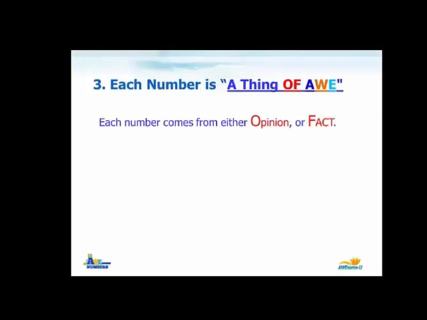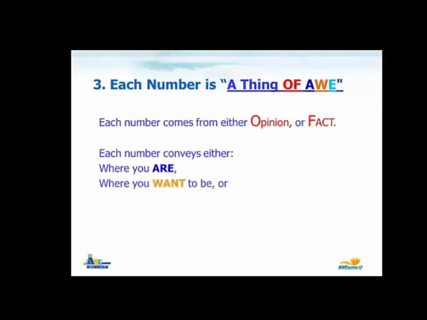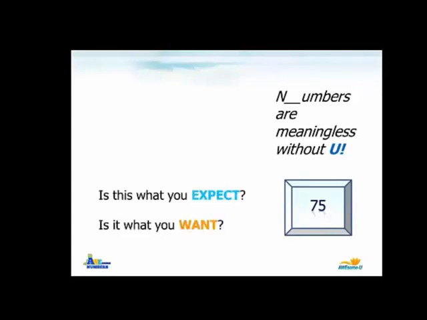Each number comes from either opinion or fact. Each number conveys either where you are, where you want to be, or where you expect to be. If you can categorize the numbers into those 3 categories, you can manage quality. You see, numbers are absolutely meaningless without you. You look at that number 75 and it means nothing. But humans have a built-in capability to just apply this logic. Is this what you expect? Is this what you want?